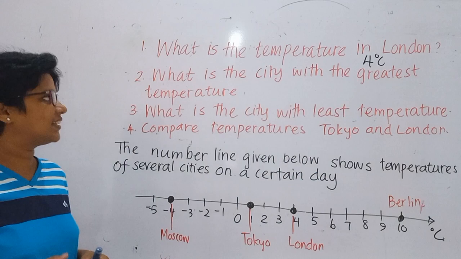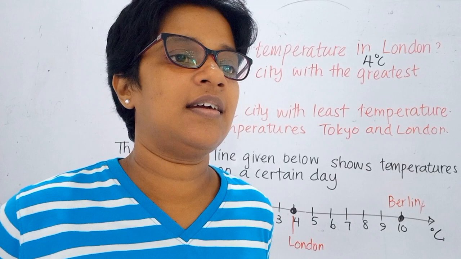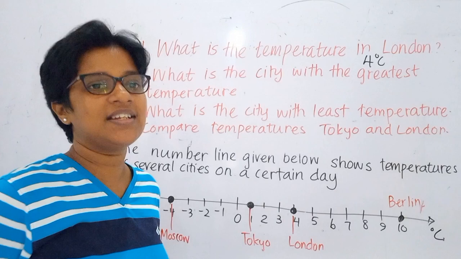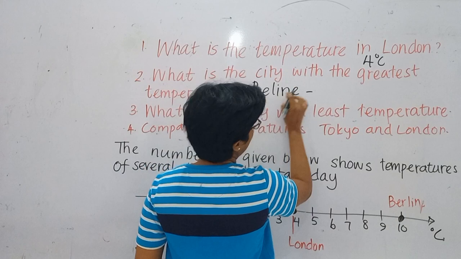Then what is the city with the greatest temperature? Jalini, please tell me. 10 centigrade. Yeah. What is the city? The question is asked about the city. Berlin. Very good. It is Berlin, 10 centigrade.